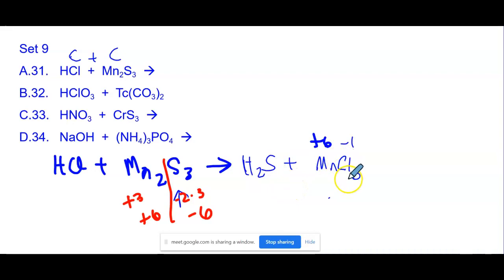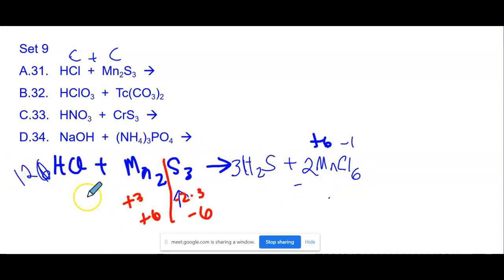So I see I have 6 chlorines and 1 chlorine, so I'm going to put a 6 here. Now I have 6 hydrogens, right? Yep, 3 there, which gives me 6 hydrogens and 3 sulfurs. But I need 2 manganese. Something's not right. Why does it feel weird? So I'm going to put a 2 here, but then that's going to give me 12 hydrogens. Sorry, 12 chlorines. So then I've got to put a 12 here.